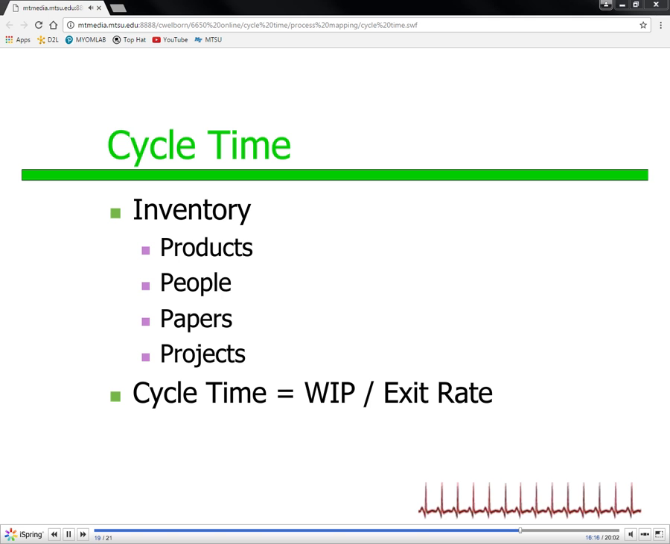Again, you can think of cycle time in terms of inventory, and that inventory can be products, people or customers, or just papers. If you're in an administrative position at a desk, it may be papers or emails. It may be projects. And again, Little's Law tells us that cycle time is a ratio of the WIP divided by the exit rate.